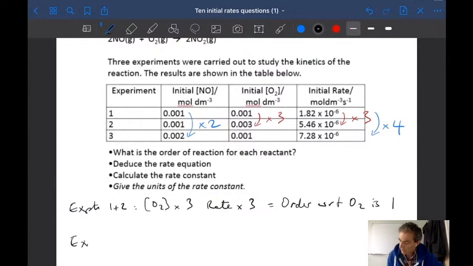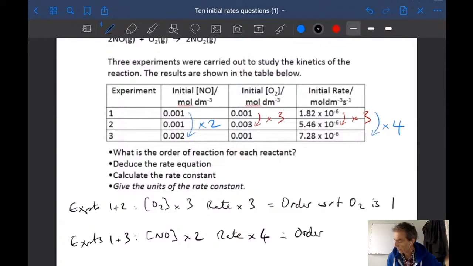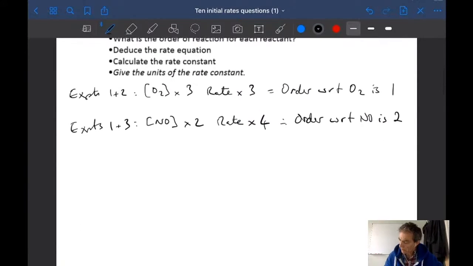So from experiments 1 and 3, the NO times 2, rate times 4, therefore the order with respect to NO is 2. So we can write the rate equation now. Rate equals K, O2 times the concentration of NO, but we need to square that one because it's second order.